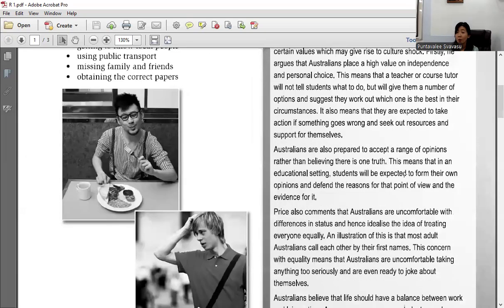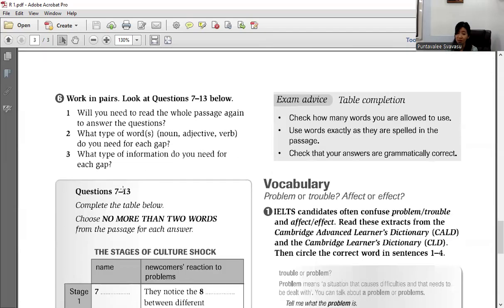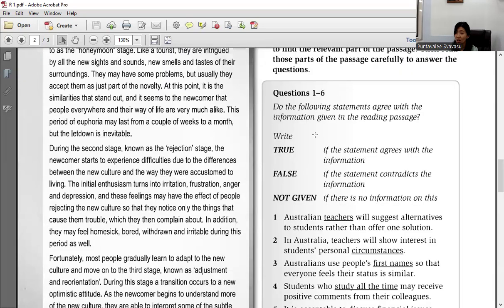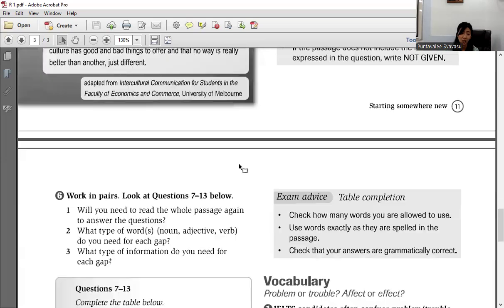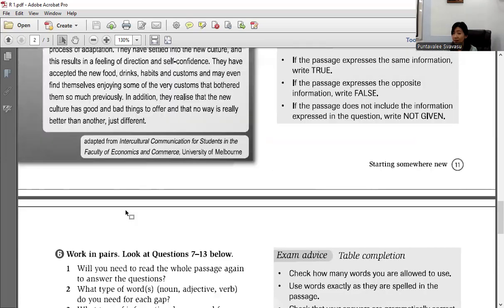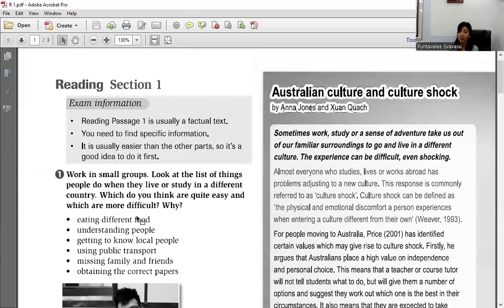I want you to skim the questions as well, 1 to 6 and 7 to 13. Which paragraph does the answer belong to for questions 1 to 6, and which paragraphs does the answer belong to for 7 to 13? So you skim the text and group the paragraphs together. You should spend less than 5 minutes now. Please pause the video and work on it, and then get the answer before you continue the video.